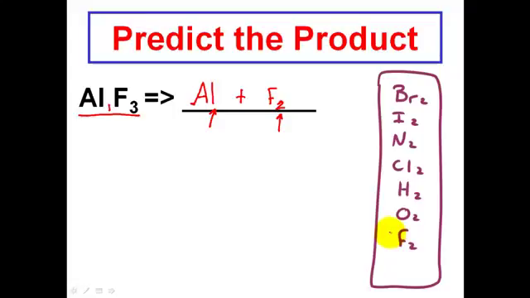I want you to see that aluminum does not appear on this list, so it's not a diatomic molecule. It is just going to be 1 for aluminum. So Al1 plus F2 is the product, what is produced here. Another thing I want you to see is that this reaction is not balanced. The purpose of this video is not to balance the reaction, but just to predict the product.